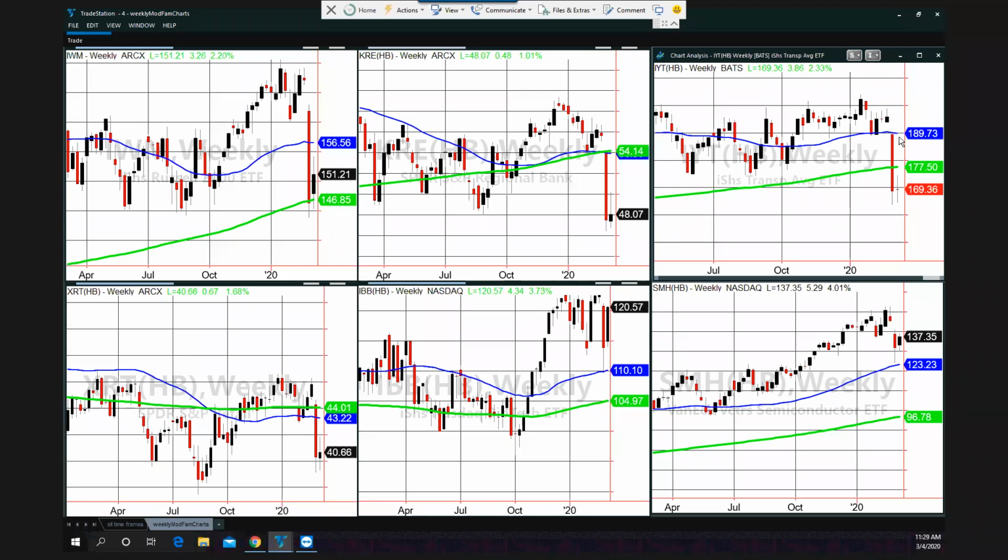The slope on the 50-week has already started to turn negative. The 200-week, of course, would take much longer to do that, so it's still positive, still inside last week, and still not really showing us anything more than just today, a little bit of a relief rally.